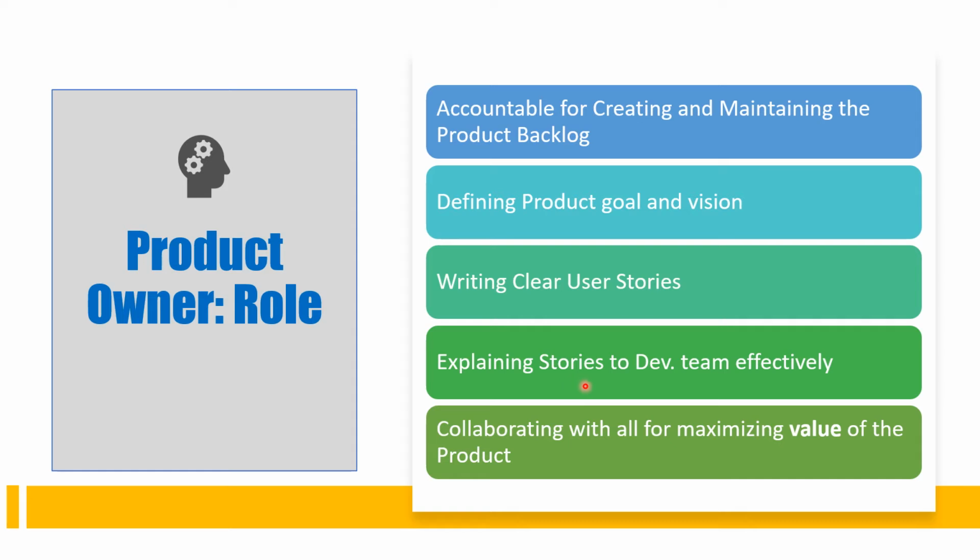The fourth point is explaining the user stories to the development team effectively. That's one of the key things: whatever user stories the product owner and his team capture need to be understood well by the development team. And for that to happen, the product owner has to work in close collaboration with the development team. The last one is collaborating with all concerned to maximize the value of the product. The product owner has to ensure that he is able to generate value for the product. He has clarity on what exactly we are building, what goal we are trying to achieve, and what vision we have for the product.